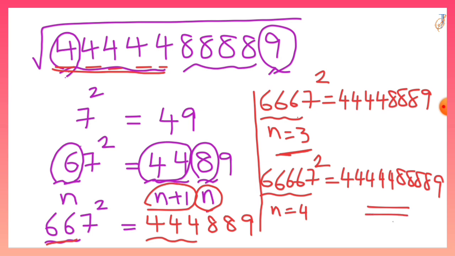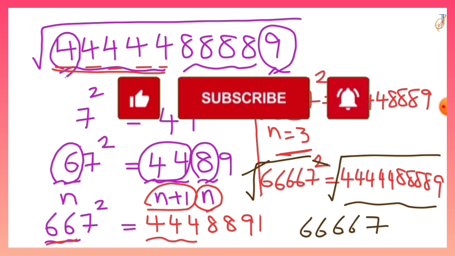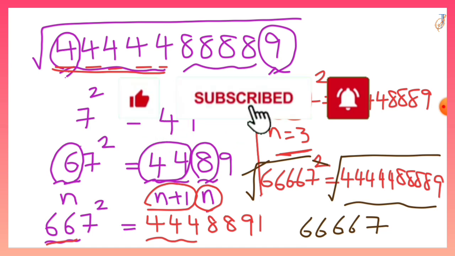and 9. If you take the square root on both sides, then the square and square root get cancelled. Then the square root of this large number, the result is 66667. This is the result of this question. By recognizing patterns, we can save time and effort. We can also develop our problem solving skills.